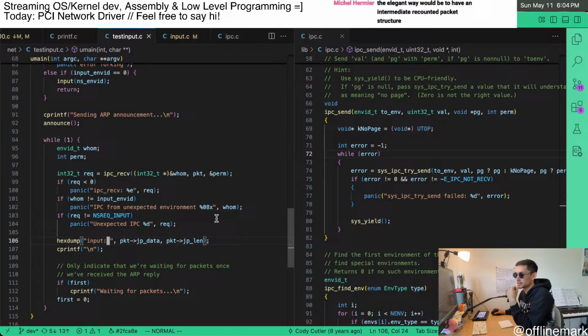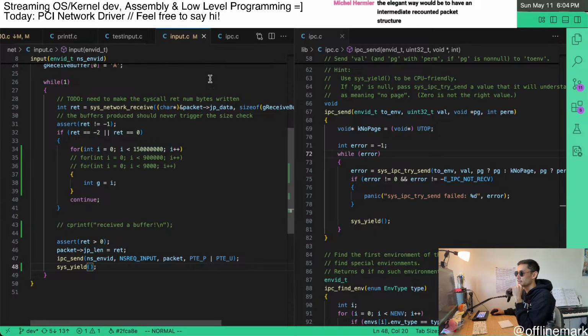Have an intermediate recounted packet structure. Okay, Osloy: maybe the kernel should make a copy of the data in the global buffer instead of returning the global data address. Would that be too expensive? Yeah, in general, more copying could be a solution here. In general, we are actually doing a lot of copying. The kernel copies it from the raw NIC buffer into this user space buffer.